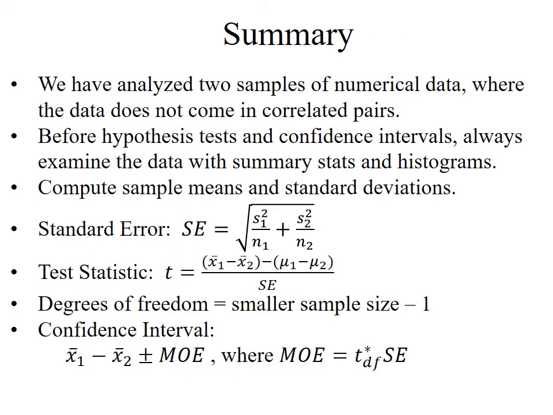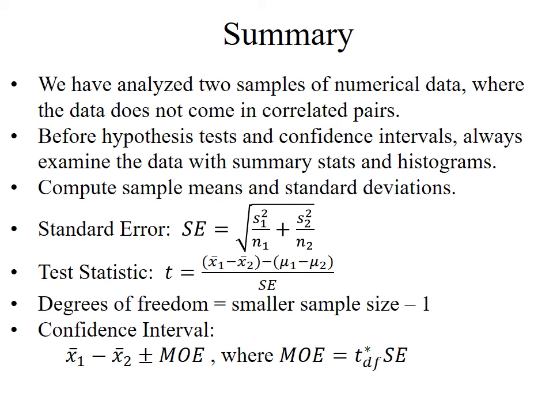All right, so quick summary. We have analyzed two samples of numerical data, and this is the one where the data does not come in correlated pairs. I just got two lists of numbers from my two samples. Before we do hypothesis tests or confidence intervals, always look at the data, examine it, get your summary statistics, make some histograms, make some box plots, get a sense of what's going on there. Then from this, we compute the sample means and the standard deviations.